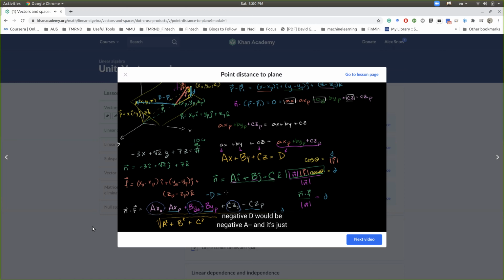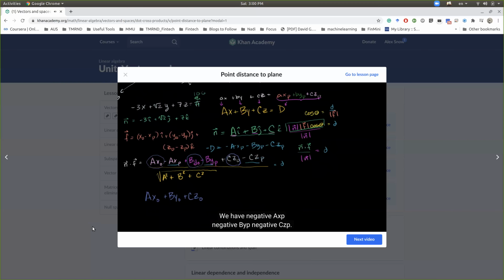Negative D would be negative a xp minus b yp minus c zp, and lowercase a is the same as uppercase A. I'm just using what we got from the last video. This is what D is, so negative D will be this business, and that's exactly what we have over here. So this term and this term simplify to minus D. Remember, this capital D is the D from the equation of the plane, not the distance D. So this is the numerator of our distance.